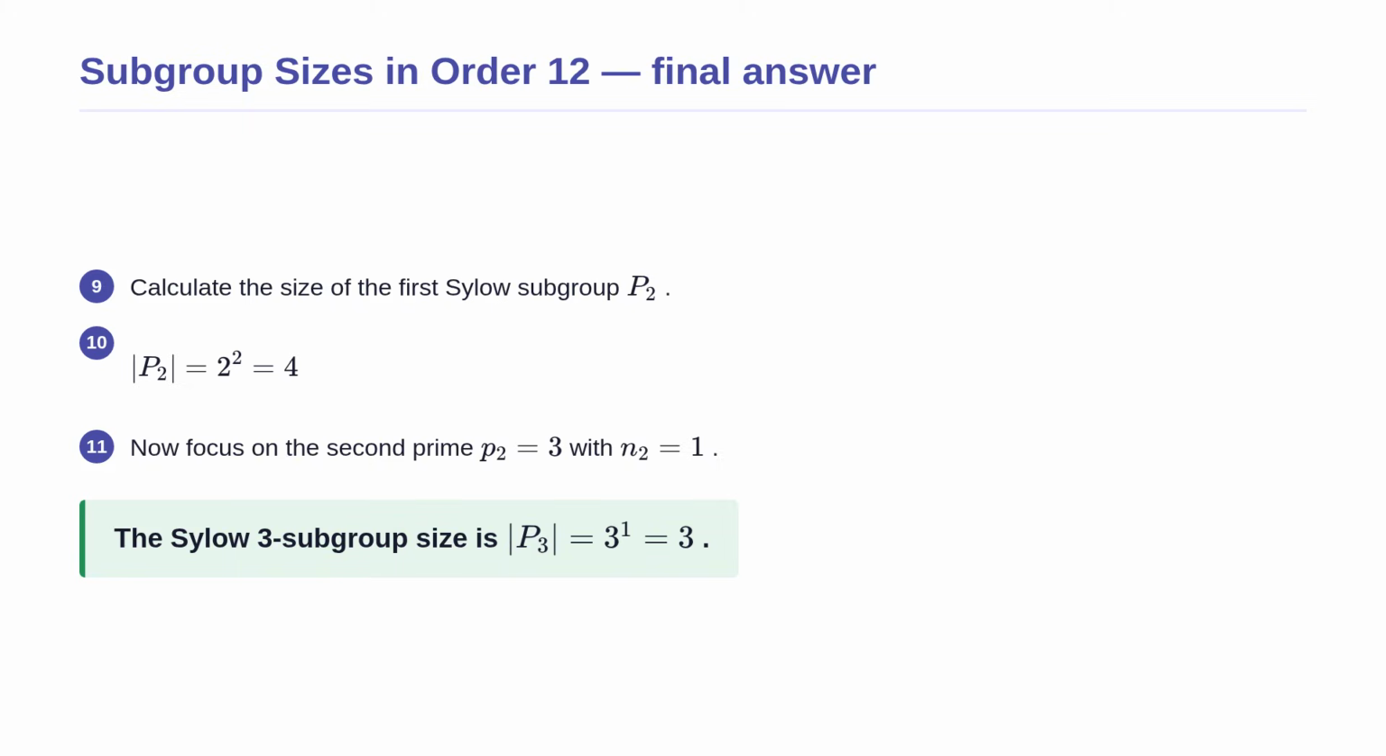Next, we shift our attention to the second prime number, 3. The highest power attached to this prime is 1. Raising 3 to the power of 1 gives us exactly 3. Therefore, any Sylow 3 subgroup inside this group will contain exactly 3 elements. Physically, this means if you have a symmetrical system with 12 states, the largest pure subsystems you can isolate will have exactly 4 states and 3 states, respectively.